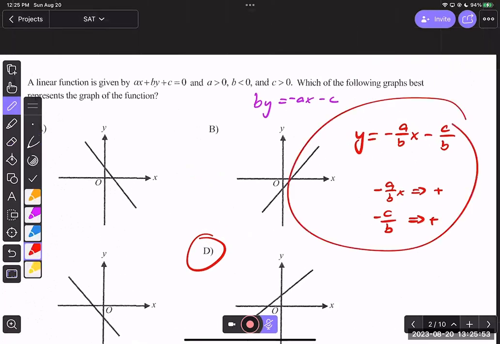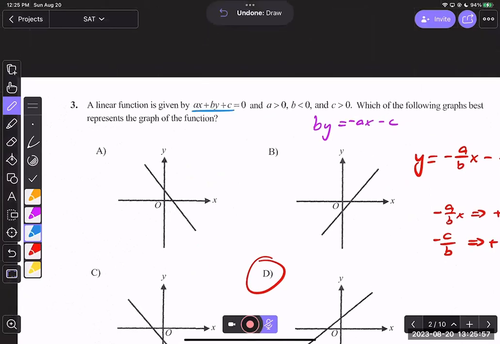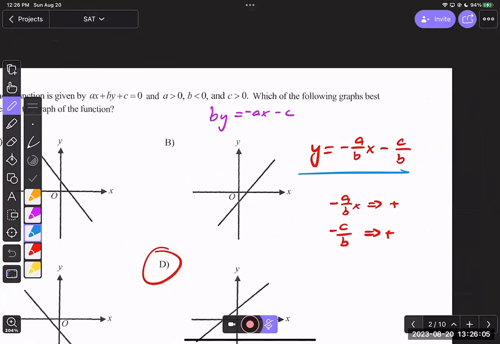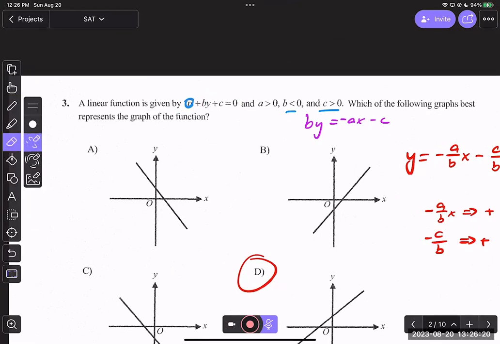You don't have to convert it here, right? What you could have done is, for example, just look for if x or y needs to be positive while the other is zero. So basically, instead of looking for the slope-intercept form, just look for the x and y intercepts, right? So while x is equal to zero, b is negative, c is positive, so y would need to be positive, right, for this to be equal to zero?